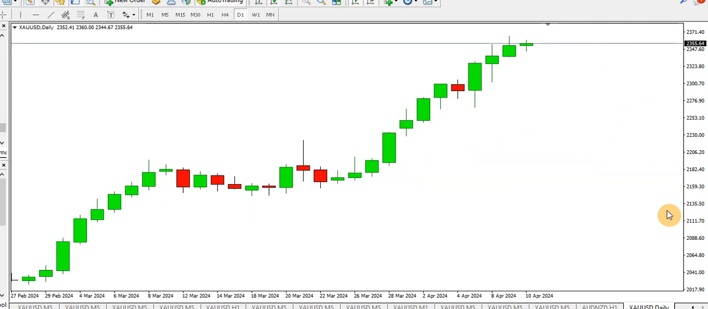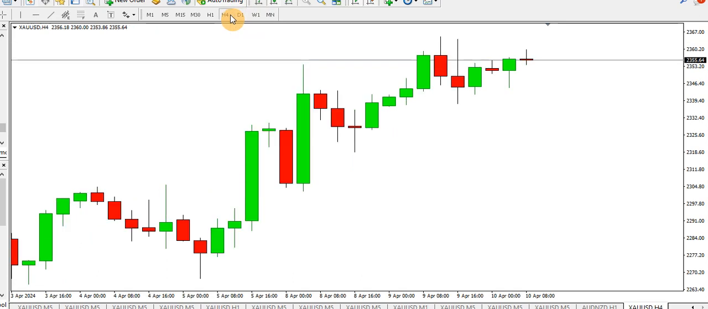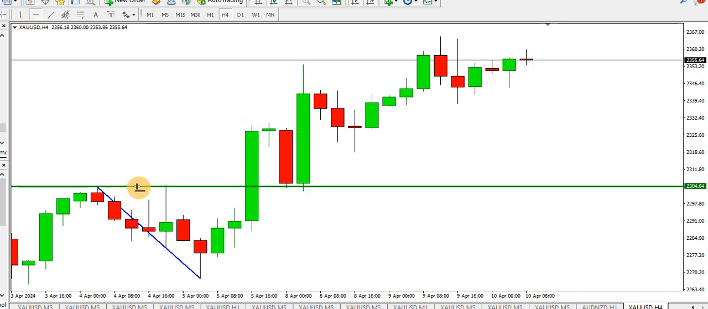We might want to take a look at the 4-hour time frame to see what has happened. On the 4-hour time frame, we can see that the bulls overcome the bears. We can see the power of the bears here, but this was quickly taken over by the bulls, and we have this structural breakout around here. This is a structure, and then we have a bullish structure break.